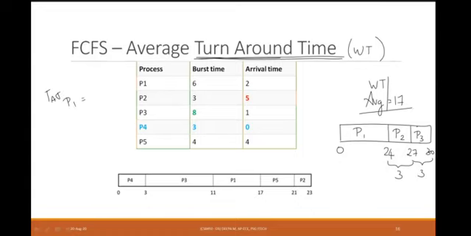Can you find out? So it came in at a time of 2, and what was the time it completed execution? So completion of P1 happened at 17. So 17 minus 2. That will be your turnaround time for P1. So whenever it completed execution minus the time when it arrived onto the ready queue, that is your turnaround time. First, find out the average.